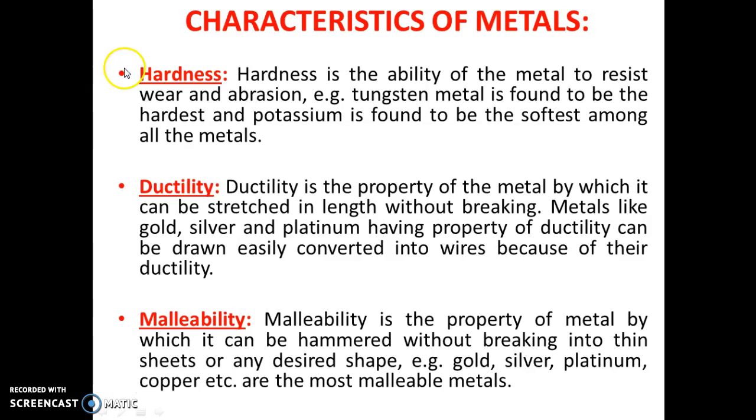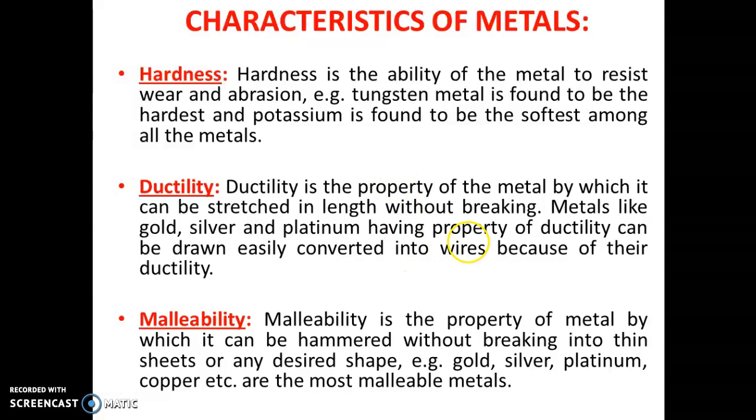So the first important term is hardness. Hardness is the ability of the metal to resist wear and abrasion. For example, tungsten is found to be the hardest metal, and potassium is found to be the softest metal. Another important characteristic is ductility. Ductility is nothing but the metal can be drawn into thin wires. Such a property is called ductility.